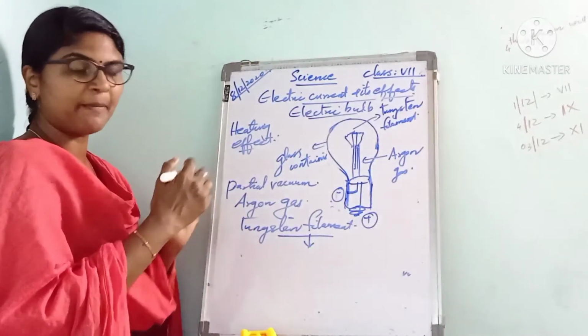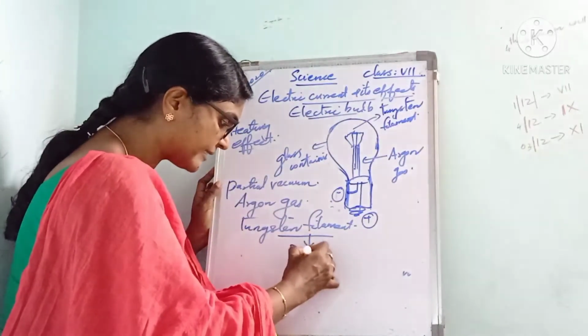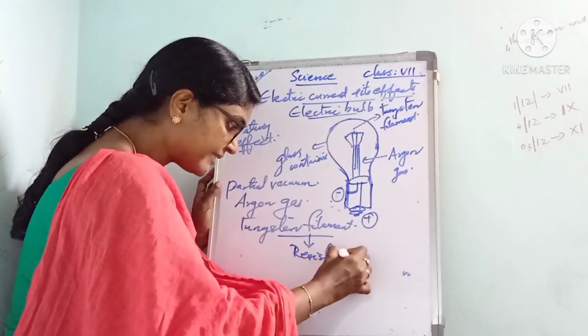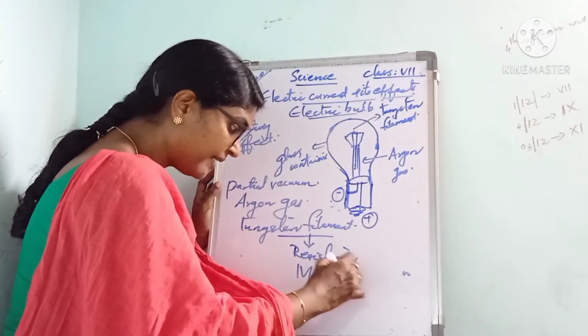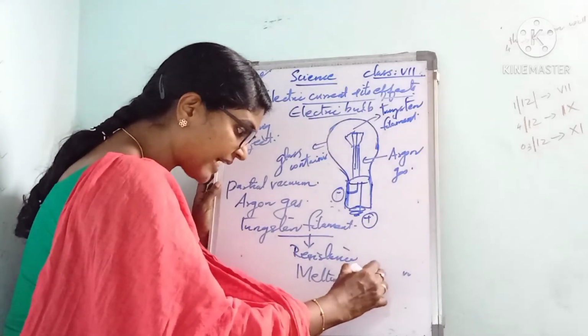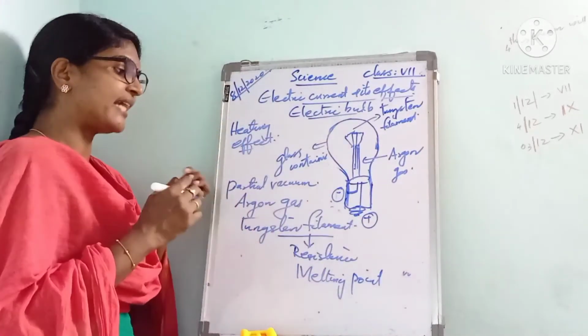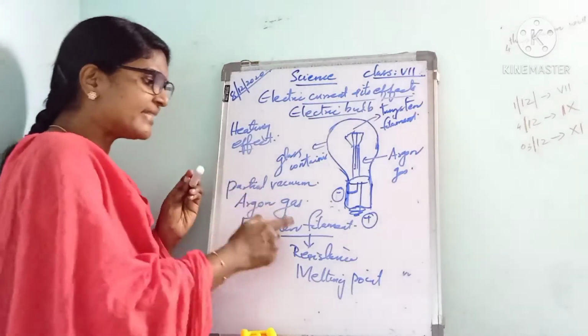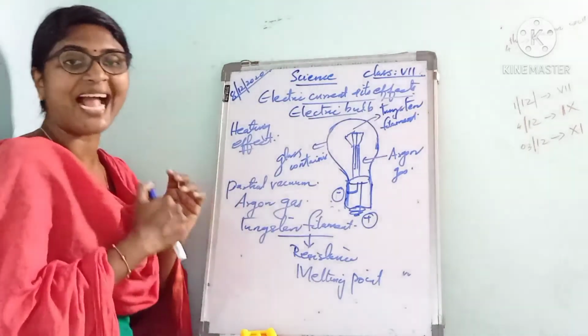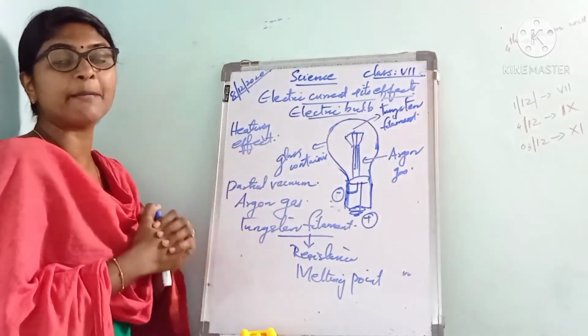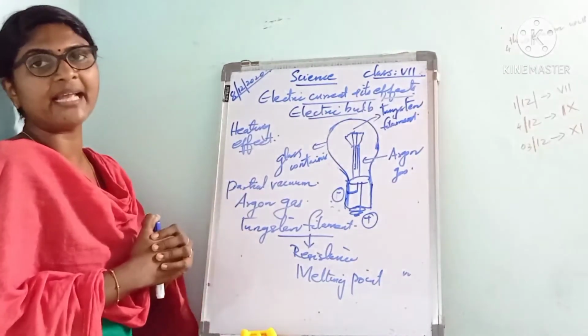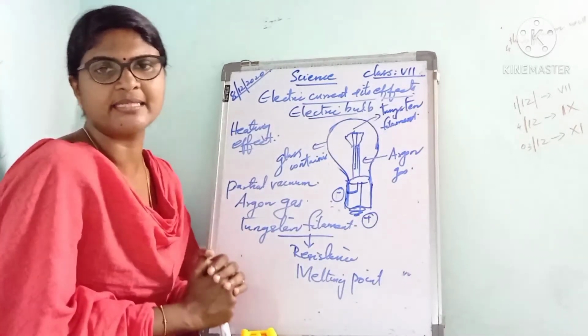For this tungsten filament, first it has high resistance and it has a high melting point. These are the important properties of the tungsten filament. The melting point of tungsten is very high and it has a very high resistance.